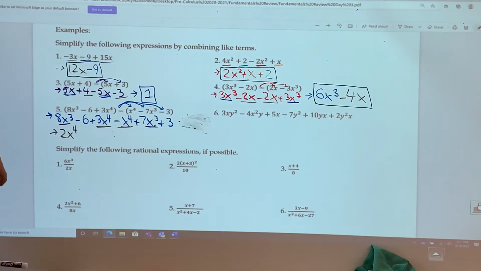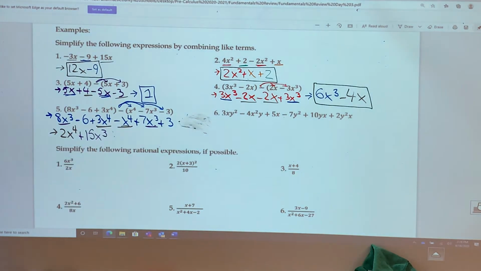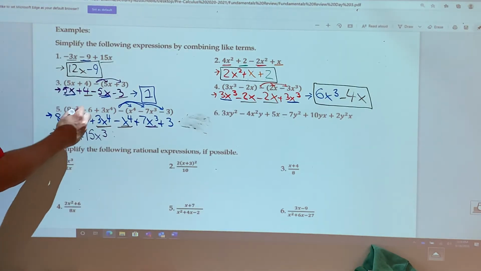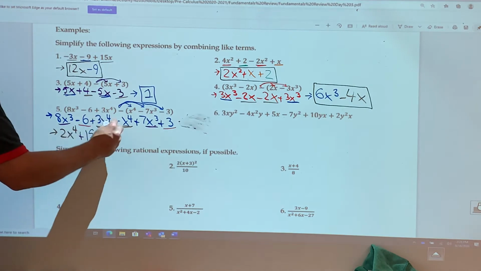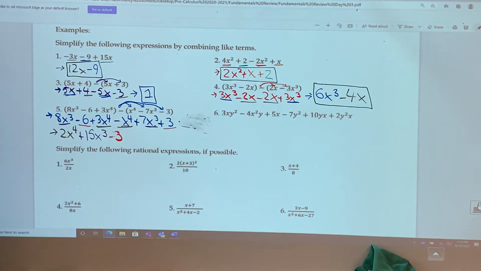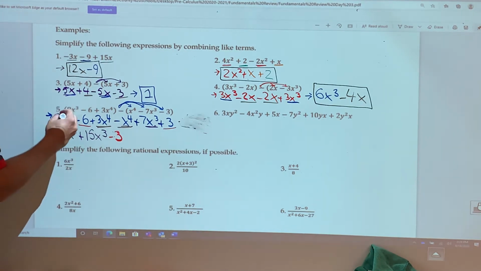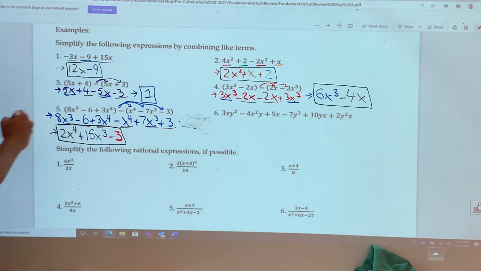8x to the third plus 7x to the third, okay? 8 plus 7 is going to give you 15x to the third, okay? And then it looks like we just have constants left. So we've got this negative 6 and this positive 3. Negative 6 plus 3 is going to give you a negative 3. And therefore, that is our final answer.